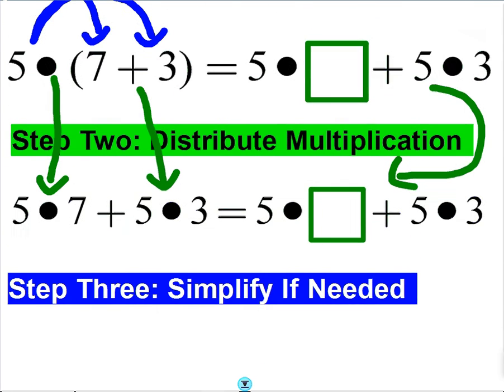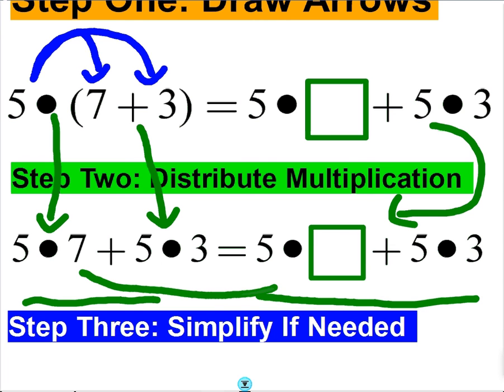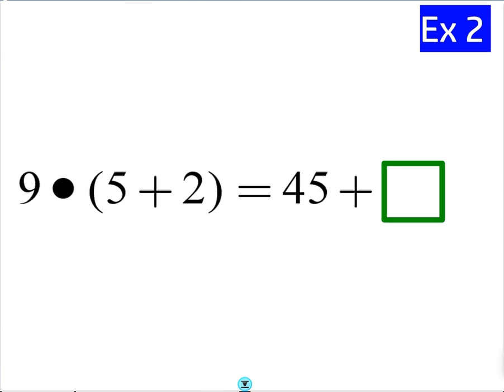And for this particular example, we don't have to simplify. Why? Because we can see that the left and right side of the equation are exactly the same. So this must be 7, what goes in the box. Again, this question is just quizzing you on whether or not you can distribute 5 to the 7 and the 3, and therefore 7 goes in the box.